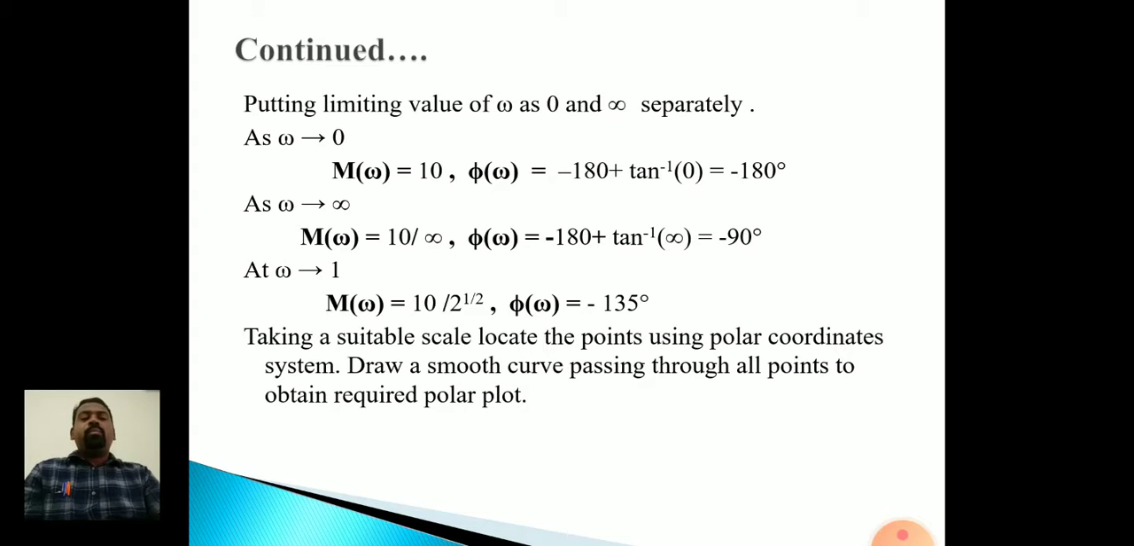Okay, we have three points: the magnitude ratio and phase angle at three different points. So by taking a suitable scale, locate these points using the polar coordinate system, draw a smooth curve passing through all these points, and obtain the required polar plot.